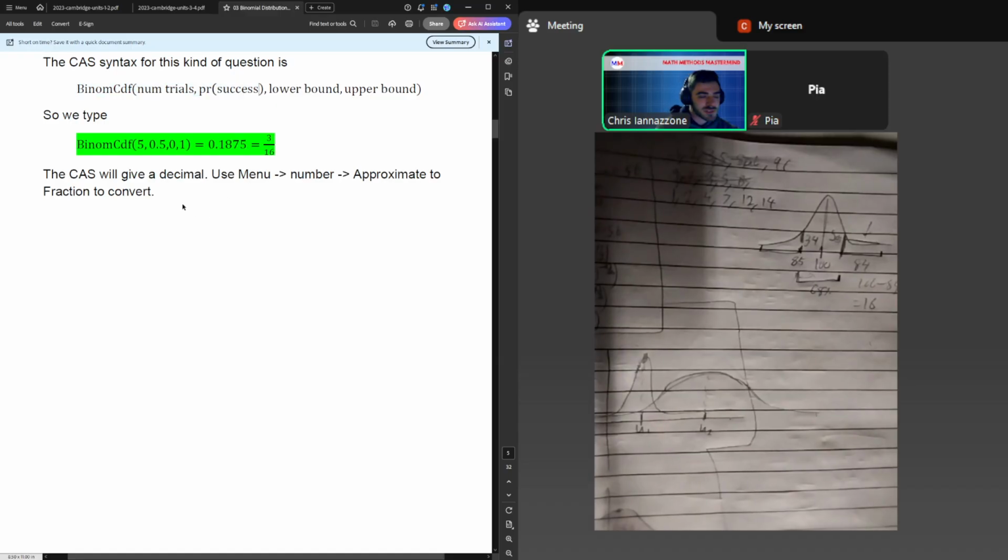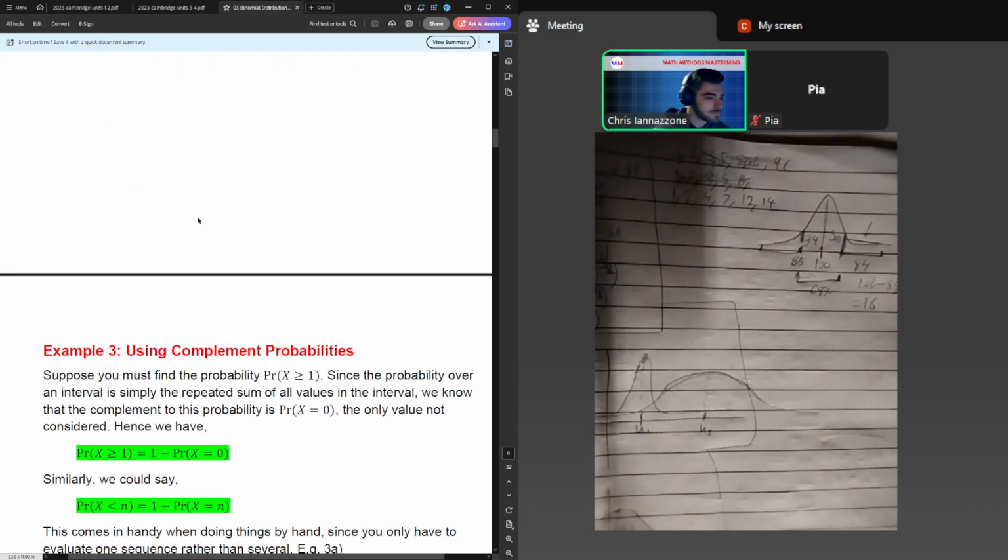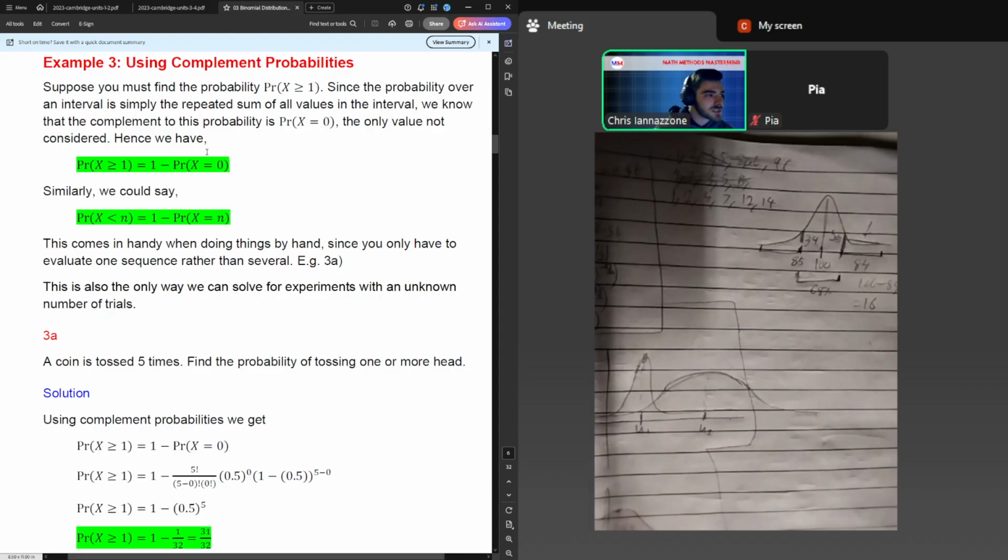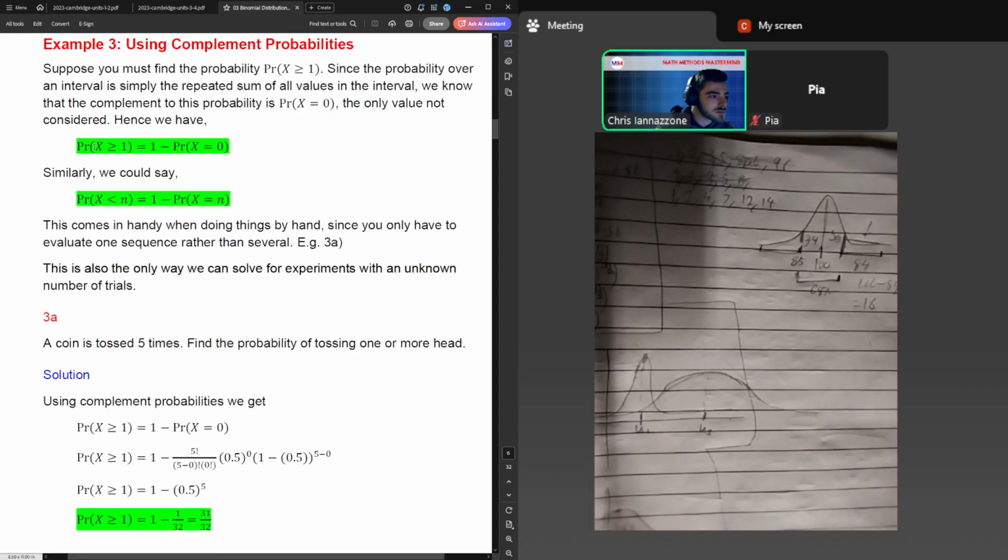On CAS, that's a binomialCDF. It'll be literally just one below the binomialPDF. This is what I was referring to earlier: sometimes you have to calculate a lot of Bernoulli sequences, or you could do complement probabilities instead. Basically, anytime you have an inequality around x equals 1, that's probably your indicator that you can start using the complement probabilities approach. Usually greater than 1 is the way that's going to work.